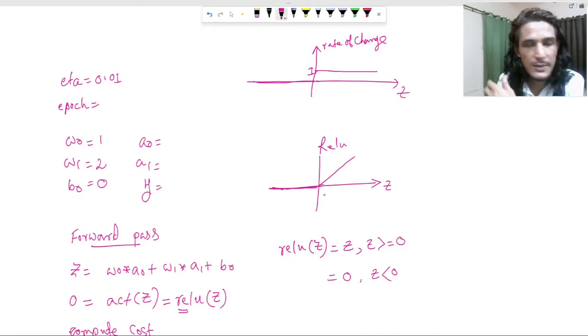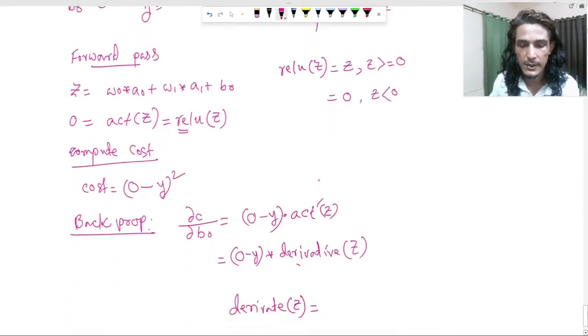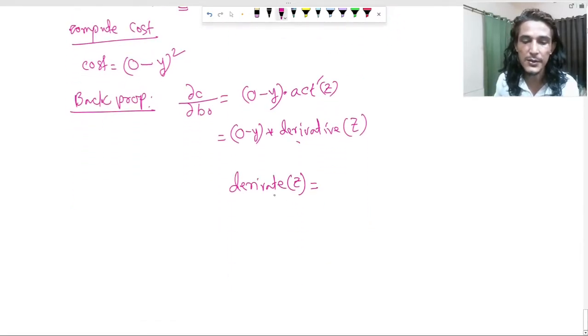Suppose you consider a function. What is the rate of change of this variable X with respect to X? That is equal to 1, and that's what is happening. This positive part is just like X equal to X, no? So that's why the rate of change of this function is 1 if the output is greater than 0, otherwise it is 0.